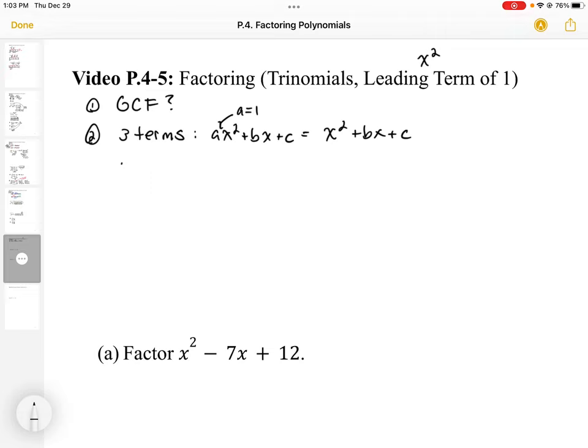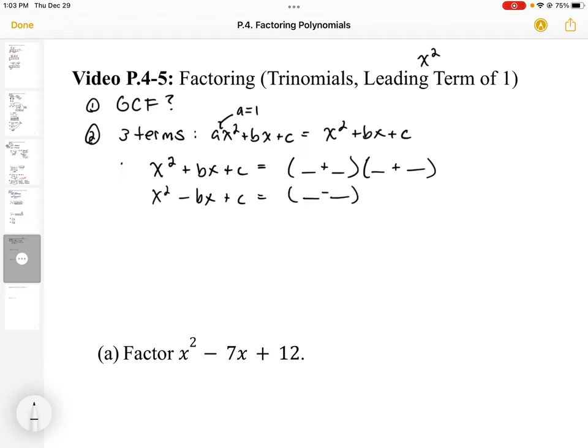So let's write all the possible options for our signs. Okay, we could have x squared plus bx plus c, but we have 2 addition signs. And when we factor that, we're going to end up with 2 factors that both have addition. We could end up trying to factor a trinomial that's in the form ax squared minus bx plus c. If that's the case, we're going to end up factoring that into 2 binomials that both have minus signs.